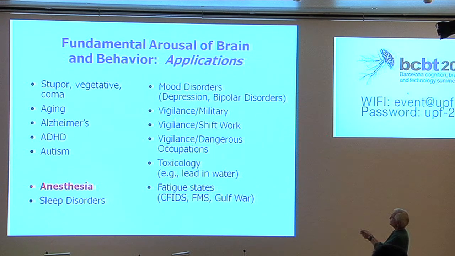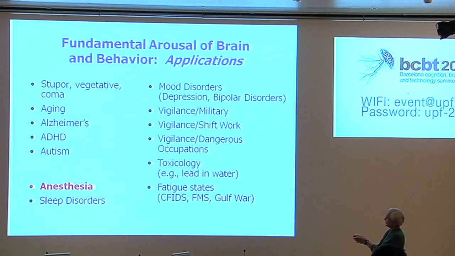All of these public health things, vigilance things in the military, shift work, dangerous occupations like preparing the fish or preparing the meat, which is the most dangerous thing that you can do, these toxicology questions and fatigue states, they all involve generalized CNS arousal. And from my point of view as a professor, the importance of this list is that you can think of more ways to get money from different kinds of disease foundations.